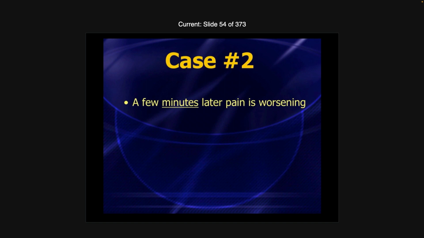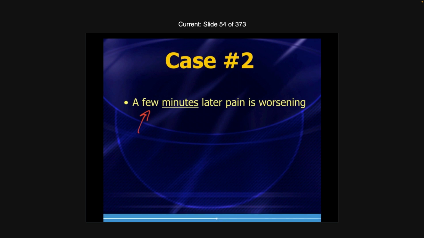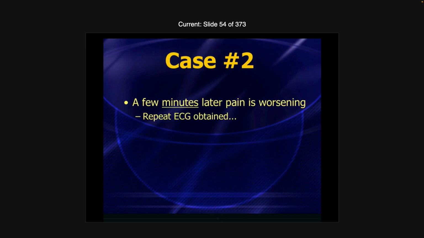Well, what happened is, a few minutes later, the pain's getting worse, and what do we do? We repeat the 12-lead, symptoms are worsening. So here's the repeat. Just a couple of minutes later, maybe 3 minutes later, I use the word few to refer to 3. All right, 3 minutes later, the pain's getting a little bit worse, and here's the 12-lead. It's a really subtle change. Let's see if anyone can pick up on it on this repeat 12.